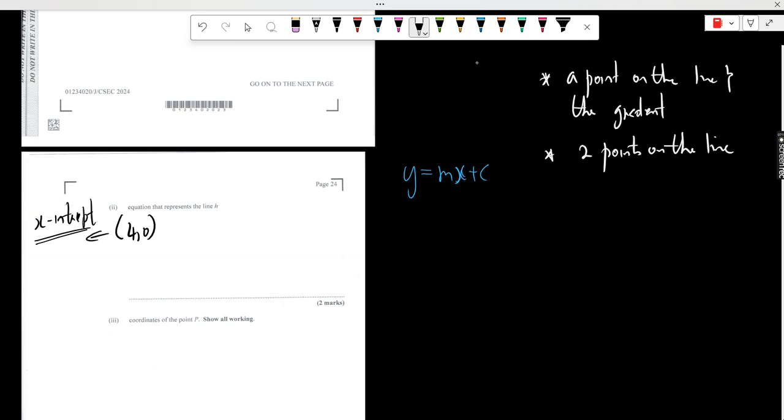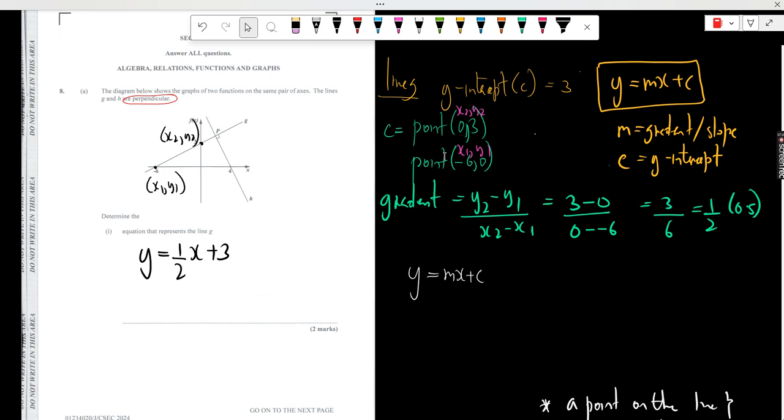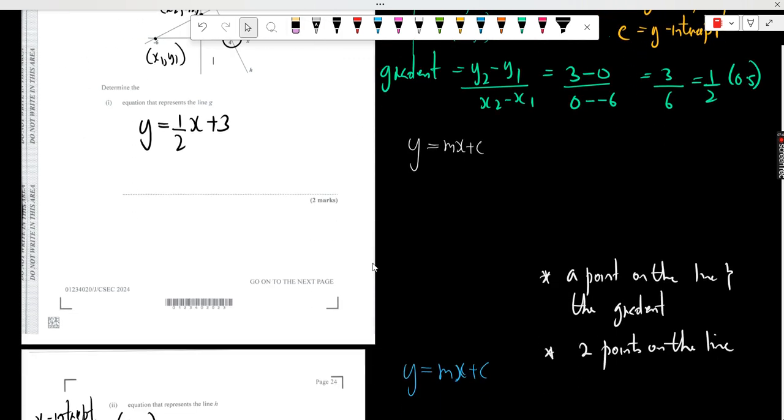Do we have any of these? Is any of these conditions satisfied? Let's check. Do we have a point on the line? Yes, we do. Do we have the gradient? Technically, we don't, but can we determine it? Yes. So we have a point on the line. We don't have the gradient directly, but we can find it. How can we find it? We were told that the two lines are perpendicular. And that is how we actually use that information to find the gradient of line H.